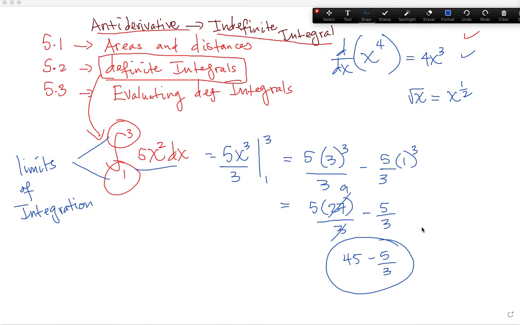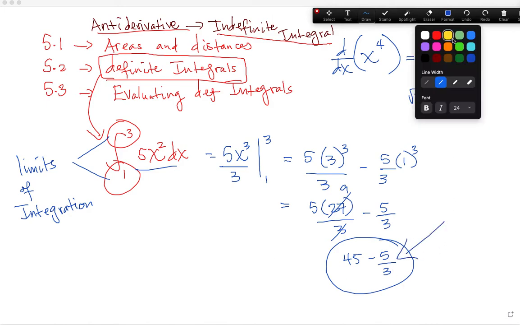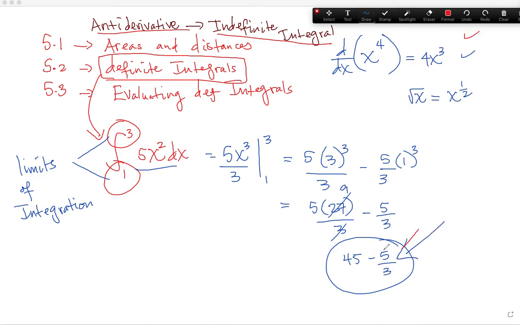So what we've just figured out with this number right here, the meaning of this number, right? What's that? 45 minus 5 thirds. We can simplify it, but 135 minus 5 over 3 is what it would simplify to. That's 130 over 3. We both know that's roughly 40 and change. So what that represents is this.